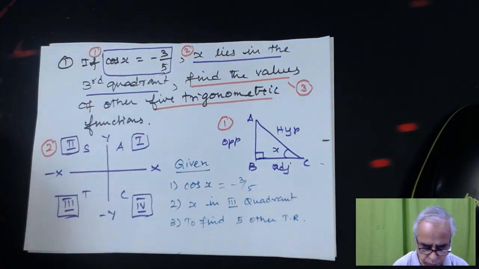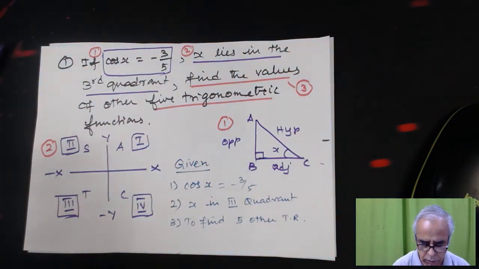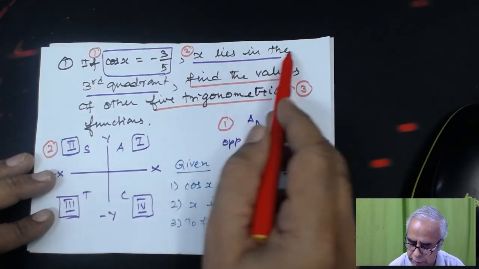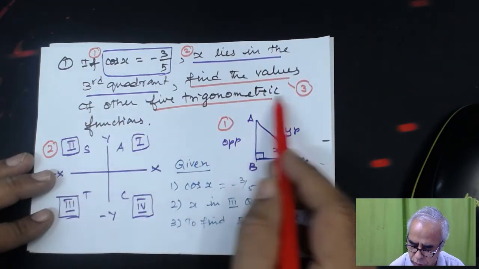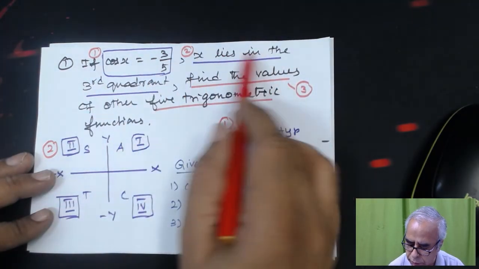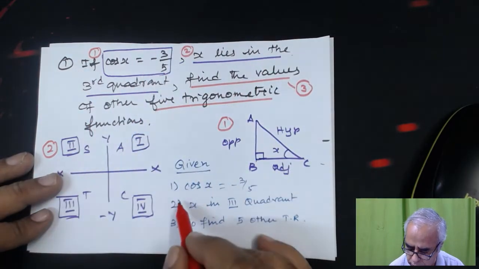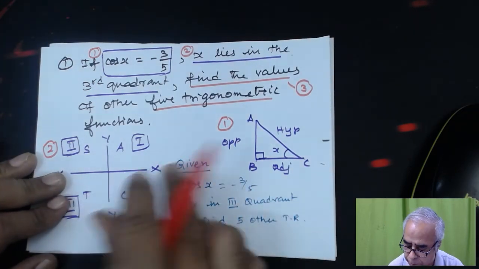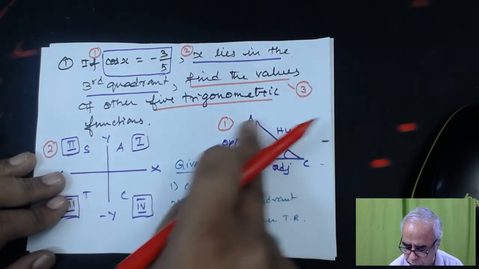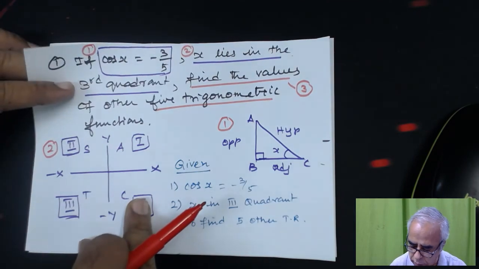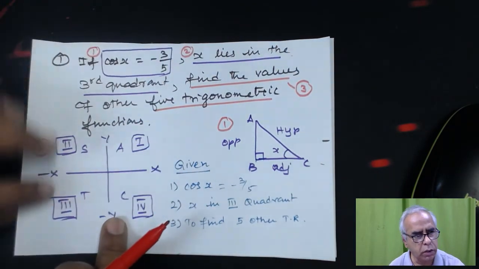Now listen carefully. If cos x is equal to minus 3 by 5, x lies in the third quadrant, find the values of the other 5 trigonometric functions. So given cos x is equal to minus 3 by 5, and the second point is x lies in the third quadrant. Third point is what to find out. So we have put all these as given. Then the first concept is, you should know how to fix hypotenuse, adjacent, opposite based on the supporting diagram. Second, you should know something about the quadrant.